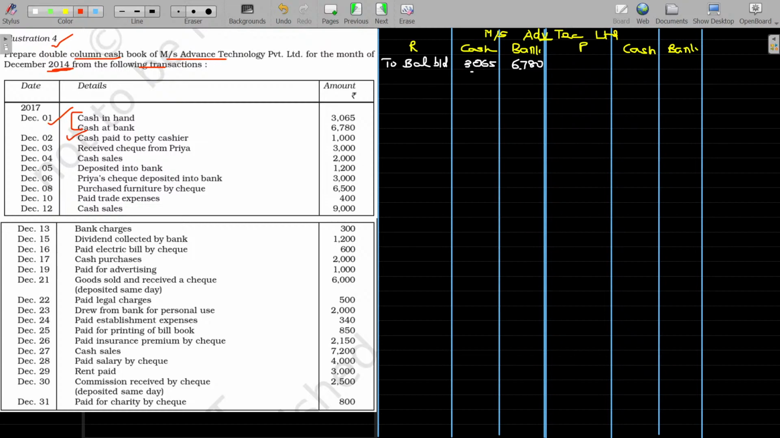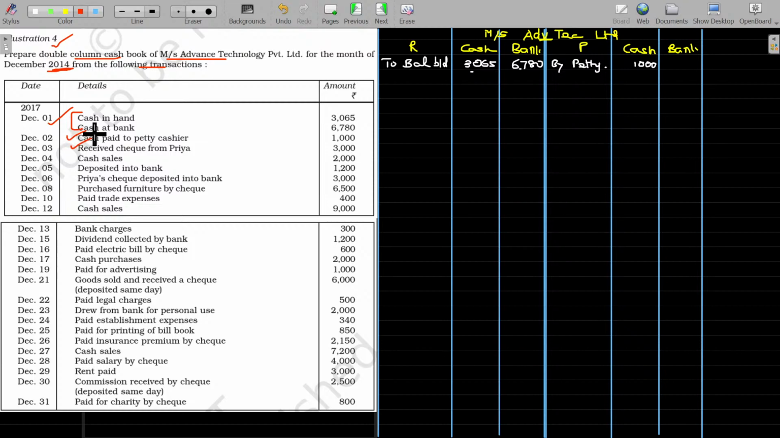Second December, cash paid to petty cashier. On the payment side, by petty cash, 1000 rupees. The petty cashier with this cash spends for petty expenses. That does not matter for us now.